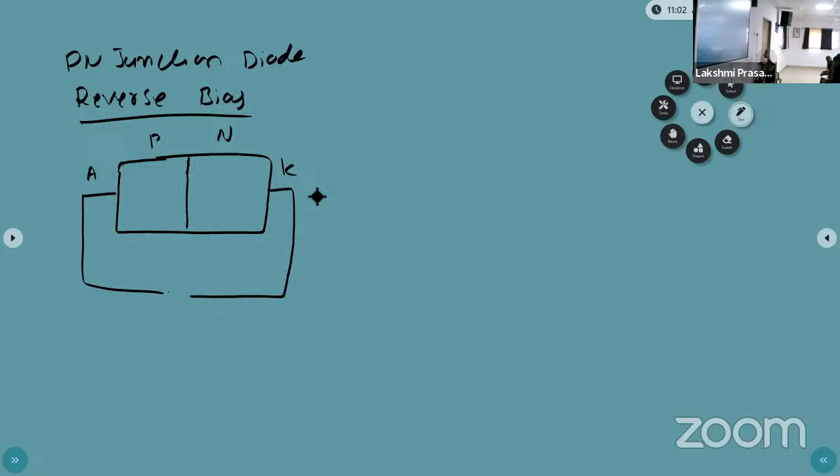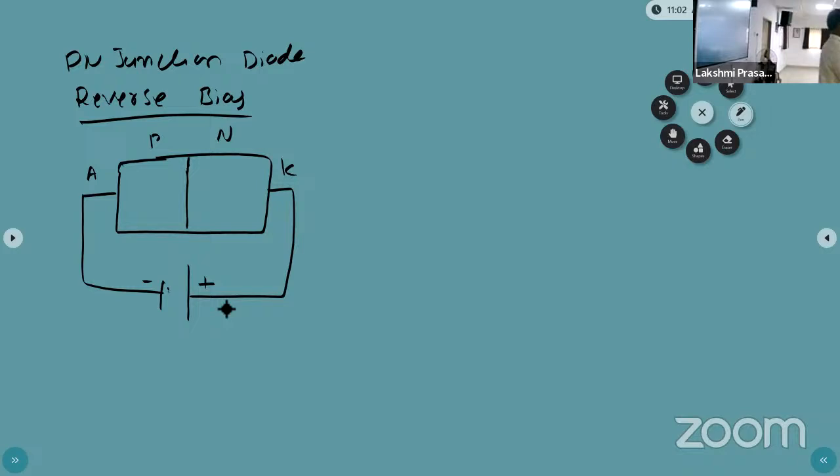In forward bias, how are we connecting the battery? Don't say reverse or forward. How are you connecting the battery terminals to the PN junction diode? The positive terminal of the battery is connected to the P-type semiconductor, and the negative terminal of the battery is connected to the N-type semiconductor. That is forward bias. Now the reverse bias, reverse.